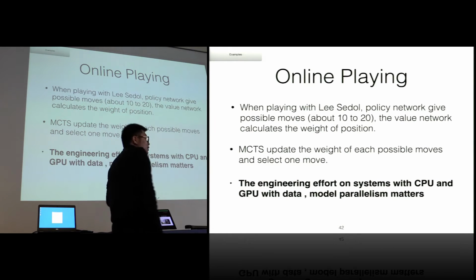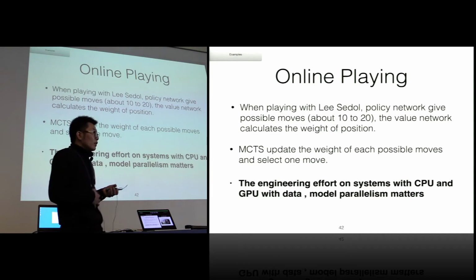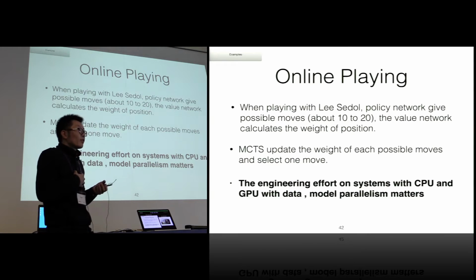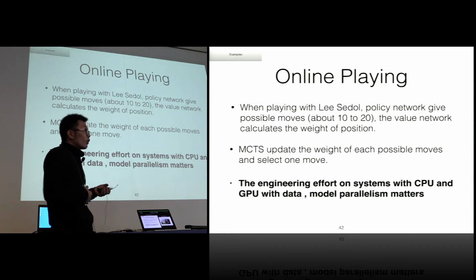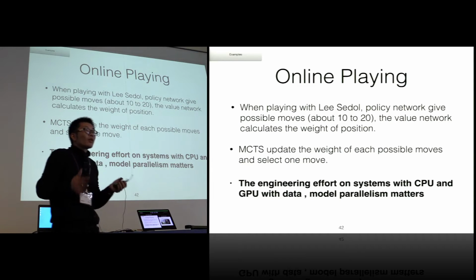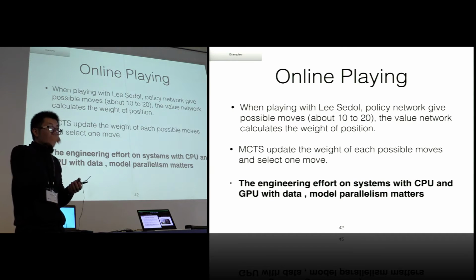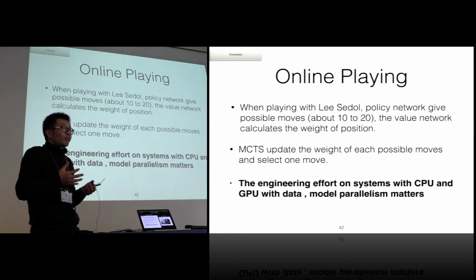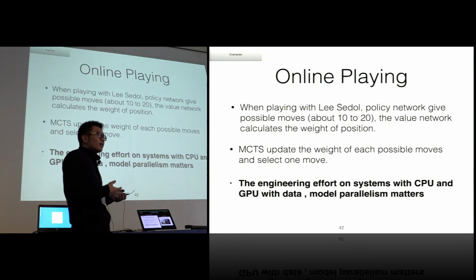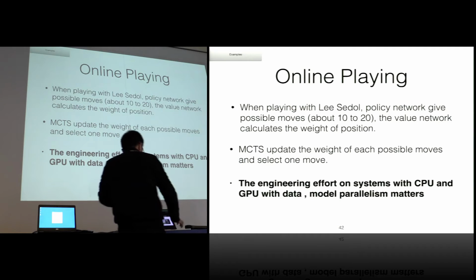I want to mention here, the technology is not brand new. Monte Carlo tree search has been known for decades, and deep neural networks have also been known for decades. But it's the engineering effort to put all the system together, CPUs, GPUs, and also some tricks to make the numerical optimization training stable. Courtesy to the engineering team of DeepMind.